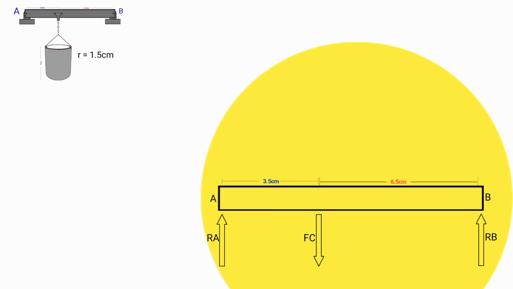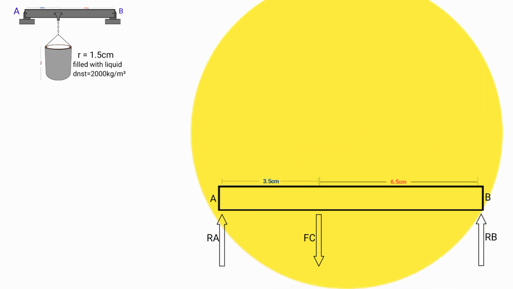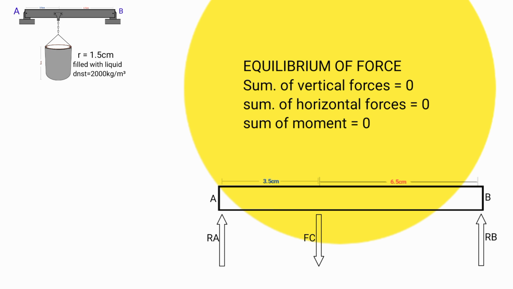The terminology of the equilibrium of forces is whenever all forces acting on a body are considered, both the acting forces and the reactional forces, the sum of the vertical forces must be equal to 0. Similarly, the summation of all the horizontal forces must be equal to 0. And also, summation of moment at all points must be equal to 0. There are no horizontal forces acting here, so this should be neglected.